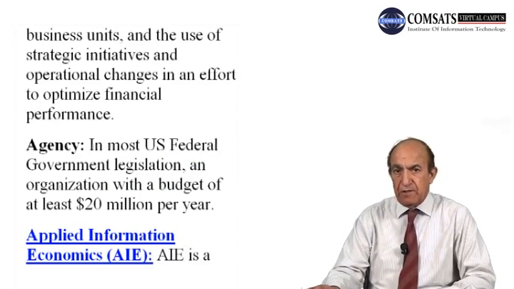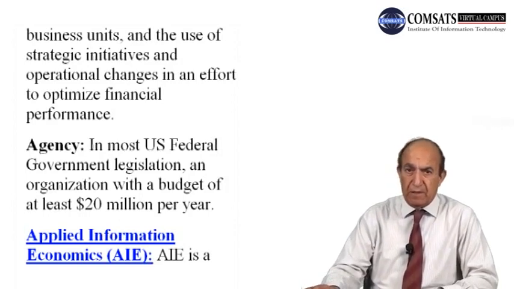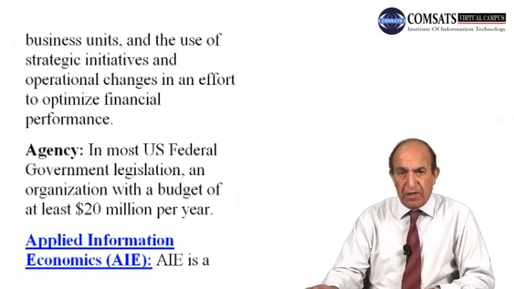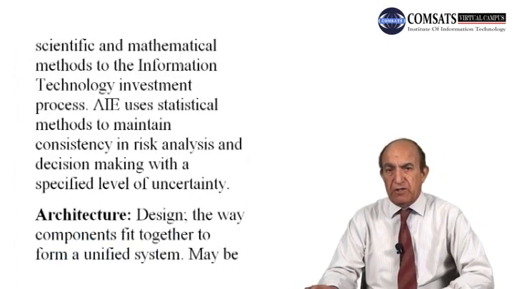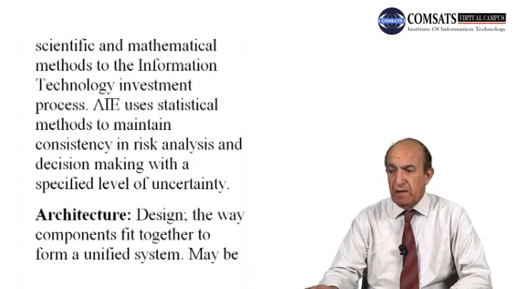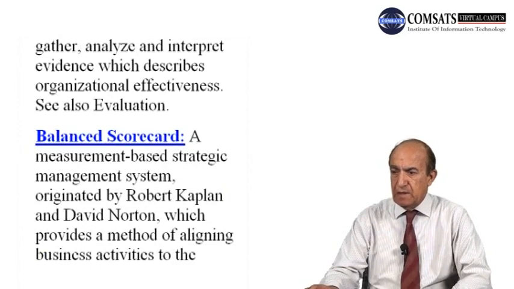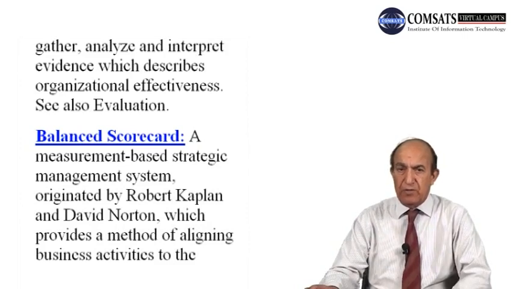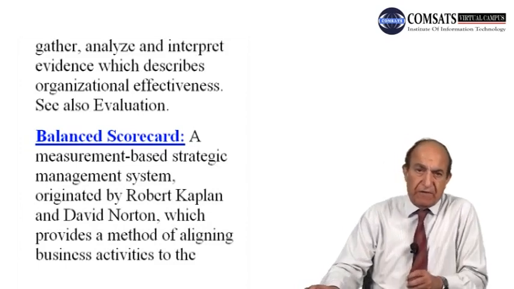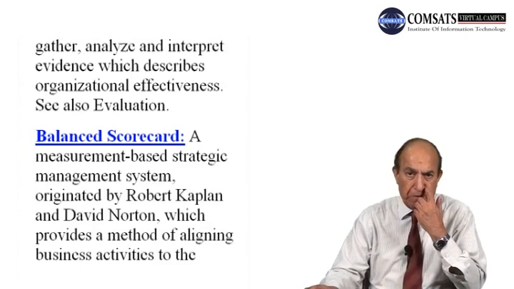Next is agency, which is defined as, in most US federal government legislation, an organization with a budget of at least 20 million per year. They are termed as agencies. Applied information economics, AIE, is the practical application of scientific and mathematical methods to the information technology investment process. Architecture, we are familiar with this term. Design, the way components fit together. Assessment, any effort to gather, analyze, and interpret evidence which describes organizational effectiveness. It also relates to evaluation.